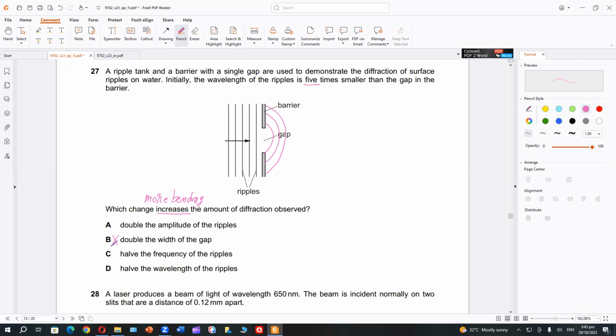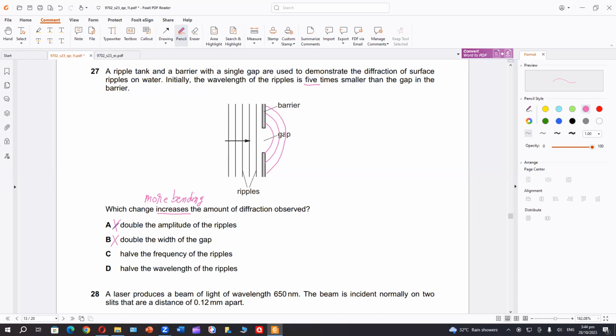Double the amplitude of the ripple. Now this is wrong because amplitude has nothing to do with diffraction. So two options are gone. Half the frequency of the ripple, and as wavelength is not changing, half the wavelength of the ripples. Now these are the two things. Will it be C? Now answer looks fine to me, but why?